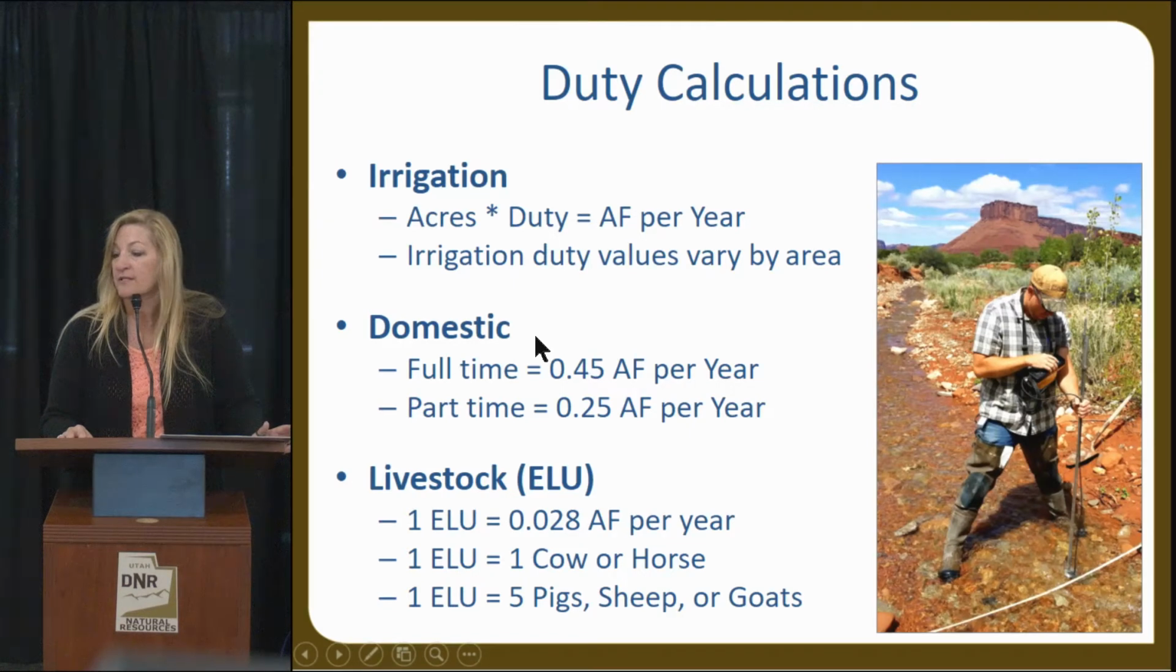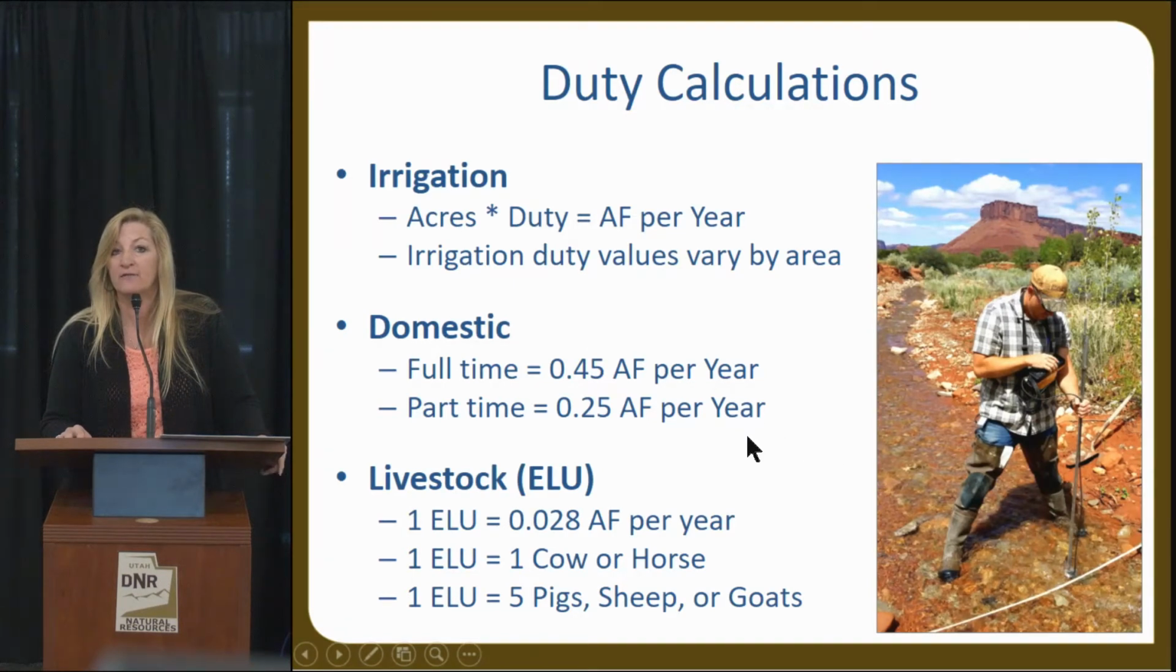Some are like the mountainous areas where you don't need as much water. It could be 3 acre-feet per acre. The dry desert could be 6 acre-feet per acre. The type of soil could help determine the duty for that specific area. There are decrees that specifically cite a duty for a certain area.